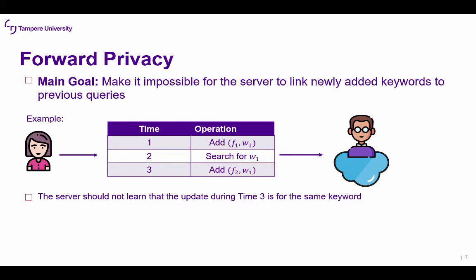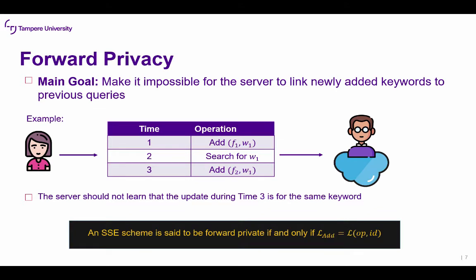To put it a little bit more formally, an SSE scheme is said to be forward private if and only if the leakage that is associated with the addition operation only leaks the nature of the operation as well as the file identifier.